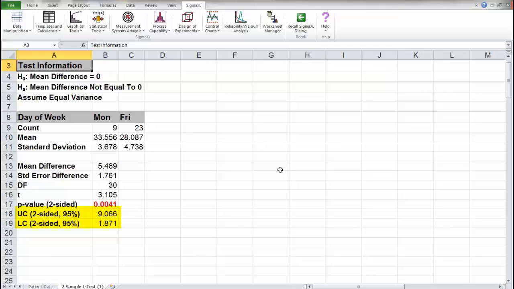Now, the confidence intervals at the bottom are very interesting as well. Notice that this does not contain 0. That's why we have a low p-value. It's telling us there definitely is a difference between Monday and Friday.